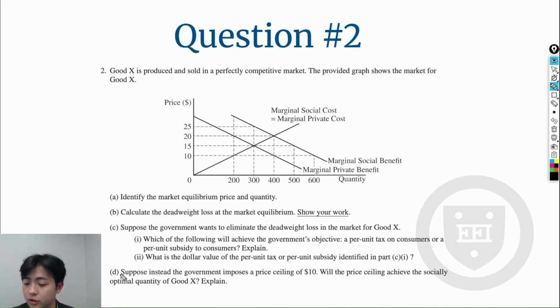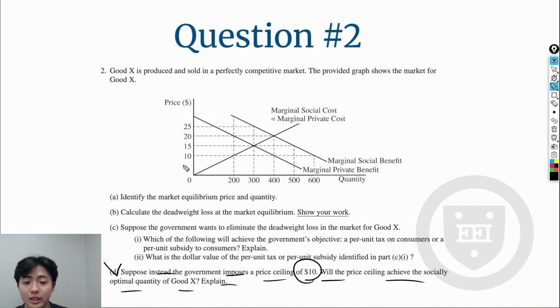Okay, let's move on to question D. Suppose instead the government imposes a price ceiling of $10. Will the price ceiling achieve the socially optimal quantity of good X? Explain. So to internalize the negative externality, the overconsumption due to divergence between private benefits and social benefits, you put a per unit tax on consumers. And it aligns with the optimal choices that we have, as we agreed in the previous answer.